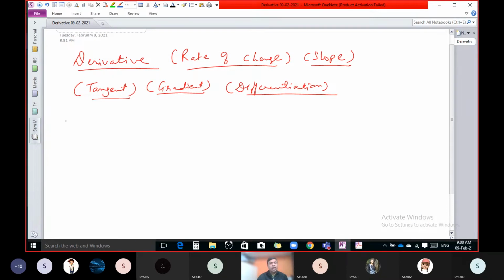Let us verify. Any of you know what is derivative of x raised to 5? It is one of the topics of your 12th standard. What is derivative of x raised to 5? Any of you know?